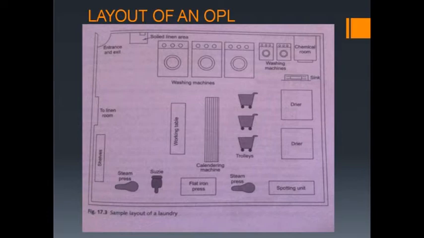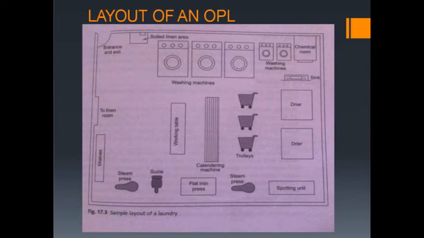We have the entrance and the exit on your left hand side corner. Then we have a soiled linen area where we put all the soiled or dirty linens which are about to get washed. Then we have three major machines. These machines can be of the same type. It is known as the optimum utilization of resources along with the area available with us.